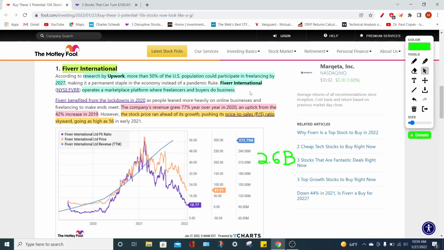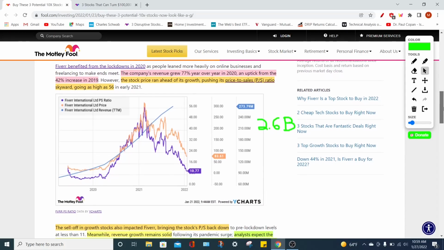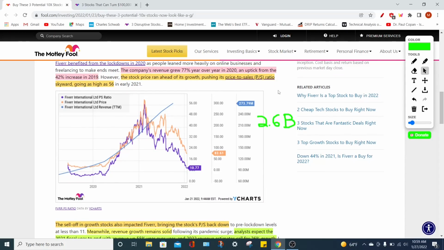The company's revenue grew by around 77% year over year in 2020, and it also increased 42% in 2019, and this growth trajectory is set to go all the way until 2027 and beyond. This revenue growth has pushed the stock price very high lately to a price-to-sales ratio of as high as 56, but as you can see from this graph over here, the stock price, which is labeled in orange, is $83.61 at the time of this snapshot, and their PS ratio has plummeted down to 10.77. So this multiple is way better than the multiple of 56 for their PS ratio.